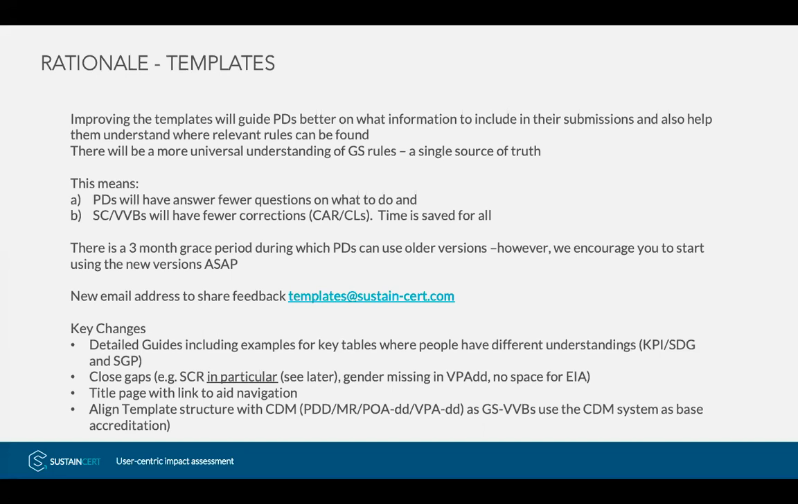A couple of other things that we think will help with usability is that there is a title page with hyperlinks to aid scrolling through the documents quickly. And we've also tried to align the structure with the CDM templates where possible, with the thinking that VVBs mostly use the CDM system as their base accreditation, and also we have Gold Standard labeling of CER projects, so it's in everyone's interest to align where possible.